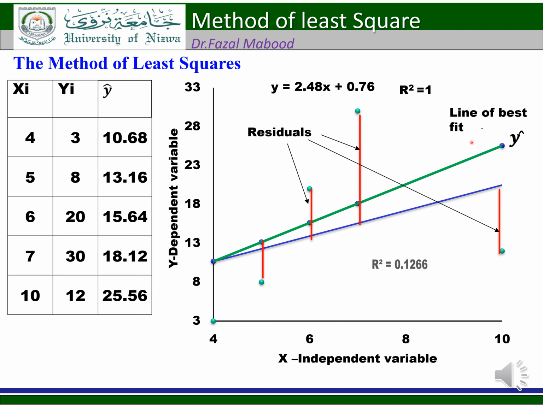So this is the application of the method of least squares. With the help of the method of least squares, we can find the line of best fit, that line having the minimum summation of all the errors.